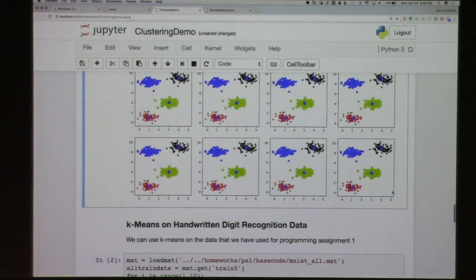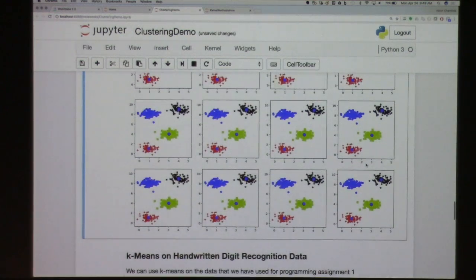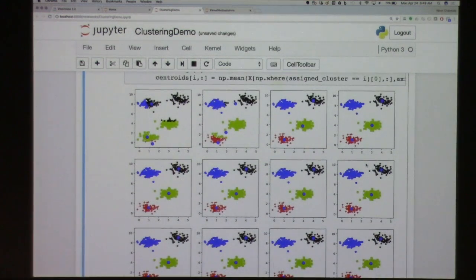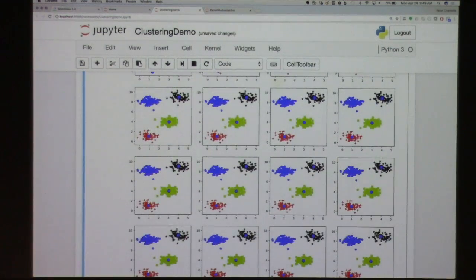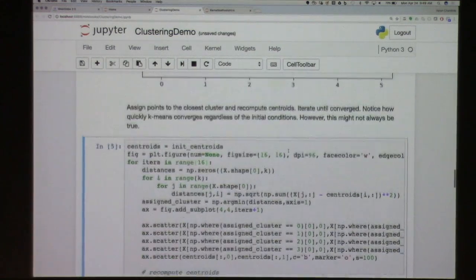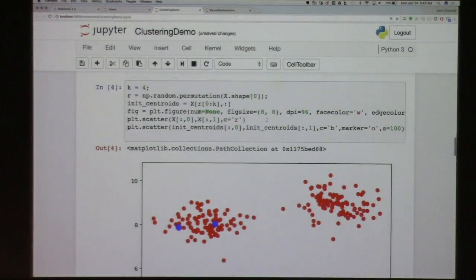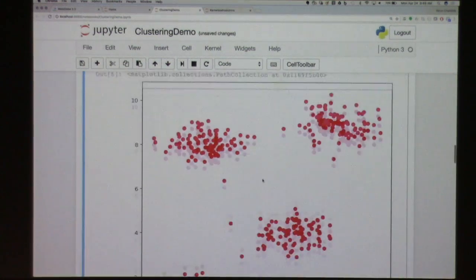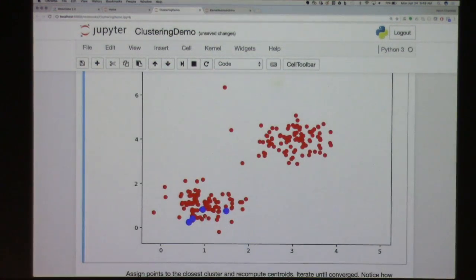At some point, all the centroids would have shifted to their natural positions, and that's it, victory, right? Of course, k-means is not guaranteed to give you this result every time, because it also depends on what your initialization was. In fact, what happens, at least in previous classes, is sometimes, let's say this is my initial centroids, right?